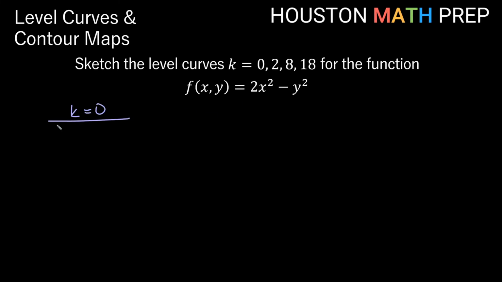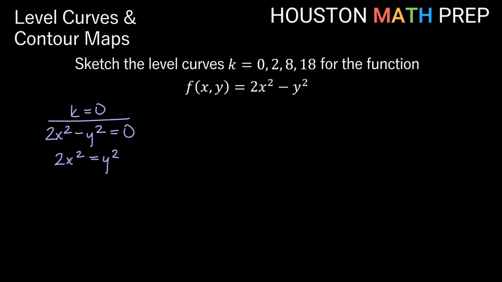So slicing through this function at z equals 0 will give us a cross section of the shape 2x squared minus y squared is equal to 0. Now this is a case where we have one positive term and one negative term that are squared, so this is not a case where it's just the origin. Here I'll go ahead and add my y squared to the other side. We'll get 2x squared is equal to y squared.